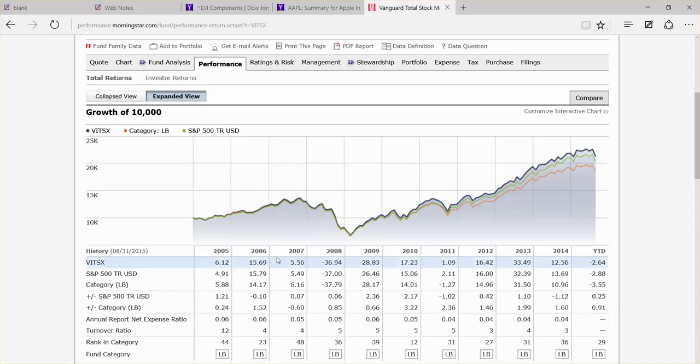Let me go ahead and compare it to this. This line is the Standard & Poor's 500 return. So you can see the Vanguard Total Stock Market Fund isn't doing that much differently from the S&P 500, but it's not moving exactly in tandem.